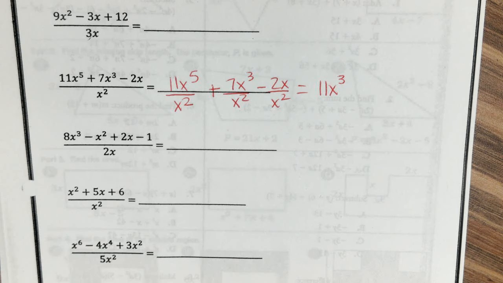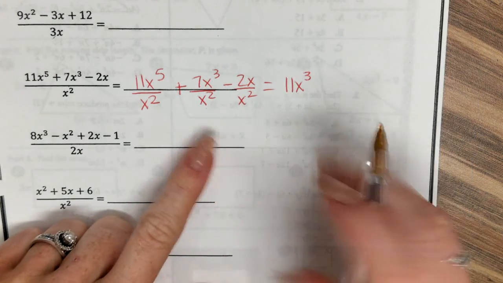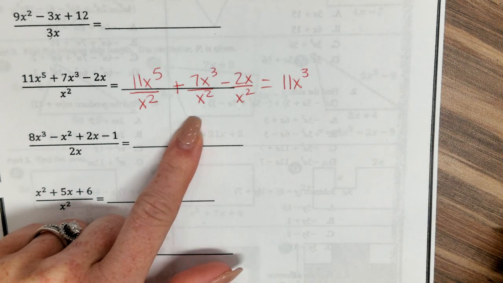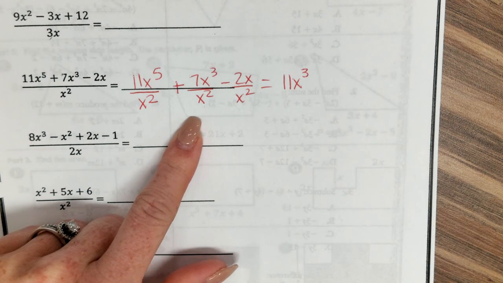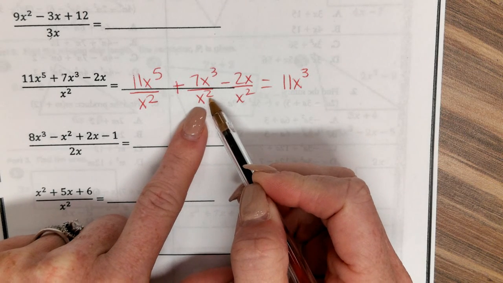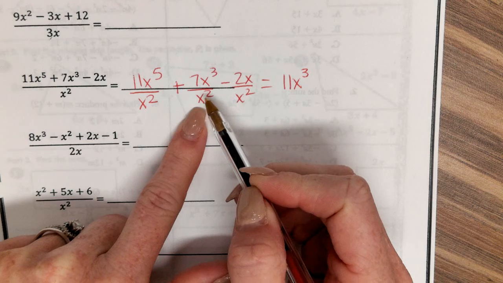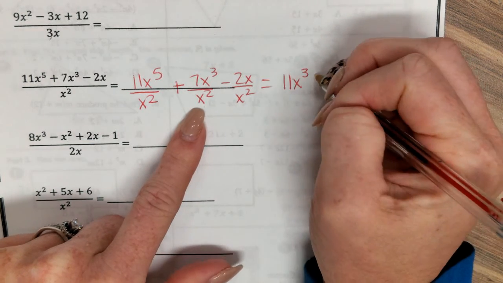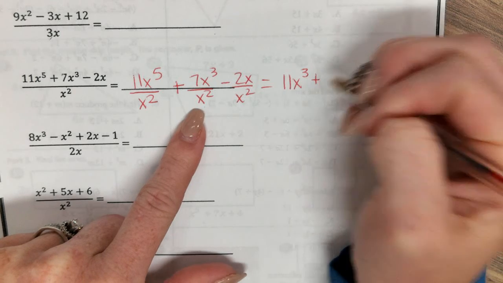Are we good? Okay, now let's look at the next piece. 7 divided by 1 is 7. So 7 stays on top. 3 minus 2 is positive 1. So is anything going to go on the bottom? So I don't need a fraction for that one. It just becomes 7x.